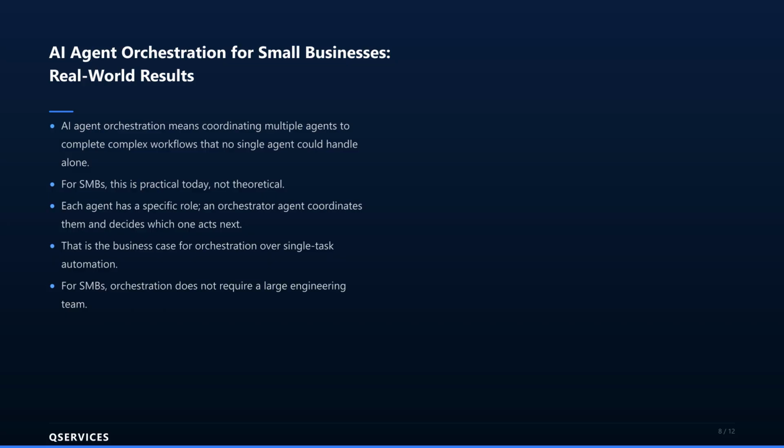For fintech startups, the combination of Power Platform and generative AI is producing real productivity gains in KYC verification, fraud alert triage, and regulatory reporting. A McKinsey analysis of enterprise AI adoption found that companies deploying AI across multiple business functions see 1.5 to 2 times the productivity gains of those using AI in a single function. That is the business case for orchestration over single-task automation. For SMBs, orchestration does not require a large engineering team. Azure AI Foundry's multi-agent features let you define agent roles and coordination logic through a visual interface, with Python or REST API options for more advanced configurations.